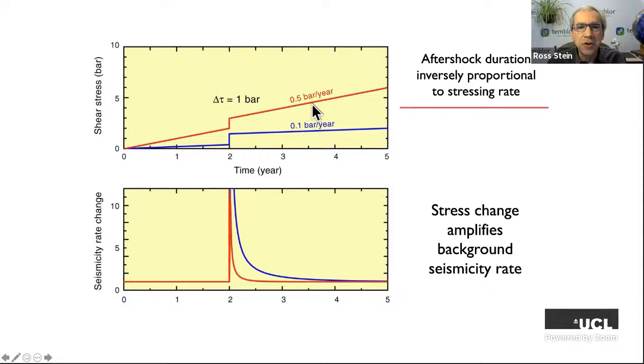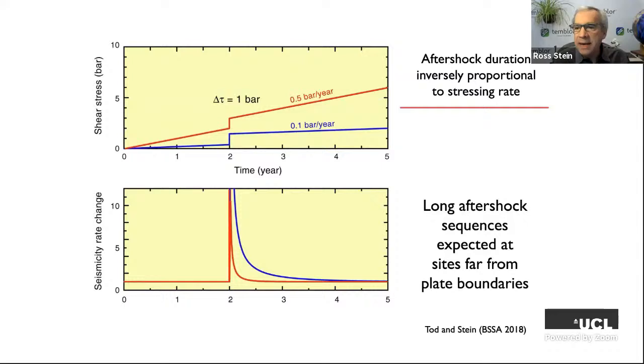Now we're looking at something like the Japan Trench, a very high stressing rate. We still put a 1 bar out here, but look what happens to the response. It's much shorter. What's the message from this? It's that you might expect aftershock duration on the Japan Trench to last a year or 2, on the San Andreas a decade, and in New Madrid a couple hundred years. Aftershock durations are a function of stressing rate. The slower a fault is stressed, the longer the aftershocks last and the longer these stress effects last. So that's a really interesting idea.